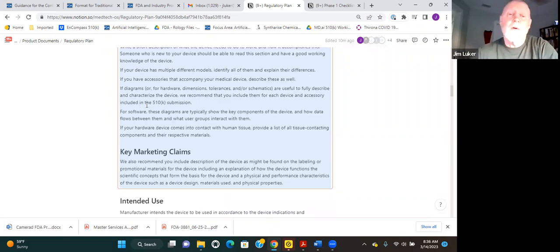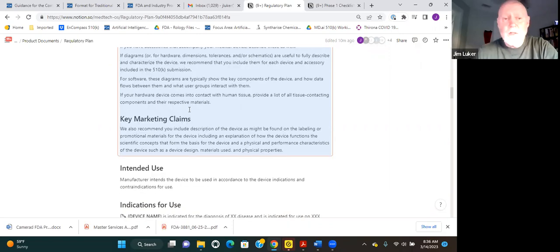Diagrams are very important. From a software perspective, we're usually talking about a top-level architectural diagram that lays out the systems, the interactions, HL7, connections to other devices, and the main modules and their functions that the software consists of. So these are something that we would like to have early. They can be updated, but primarily we need them to understand what's going on.